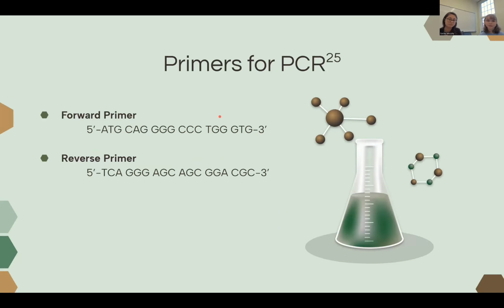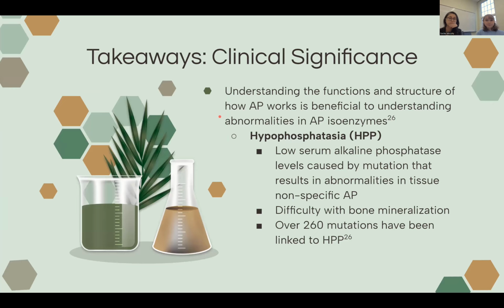So these are some primers that we created using the DNA sequence for alkaline phosphatase that can be used in PCR or polymerase chain reaction. So the forward primer is shown at the top here. It can be used to initiate the synthesis of a new DNA strand during PCR. And then the reverse primer can be used to start the synthesis of the complementary DNA strand in PCR.